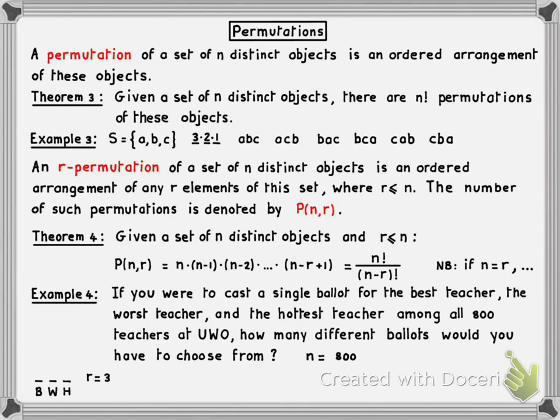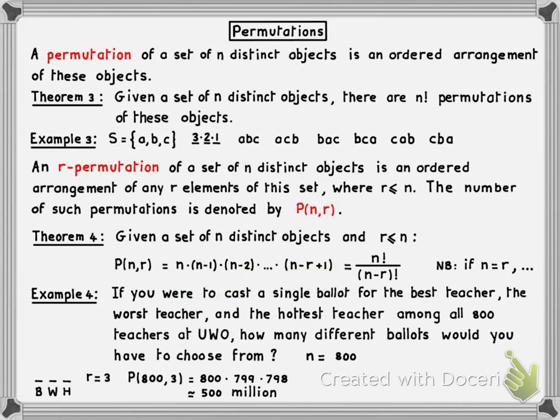So according to Theorem 4, the number of possible ballots is going to be equal to P(n, r). And in this case, we have P(800, 3). So if you use this formula here, this number is equal to 800 times 799 times 798. Of course, another way to write this is 800 factorial divided by 797 factorial. And it turns out the answer here is approximately equal to 500 million different ballots. So make sure you're comfortable with the formula here in Theorem 4.